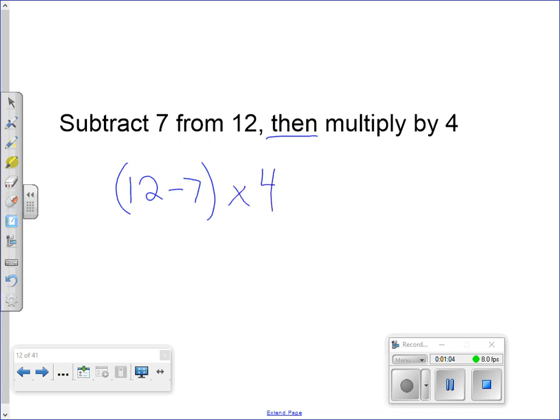4. Now remember, there are a few ways to show multiplication. So another way that this could correctly be written is 12 minus 7 in parentheses with a 4 right in front, which also means multiply.